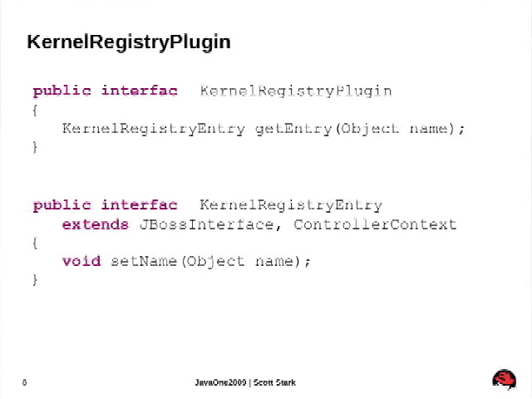The kernel registry and kernel registry plugin are mechanisms by which you can control how references to components in the state model are resolved, right? So a kernel registry entry is an extension of the controller context. So effectively, it's a way to look up a component.